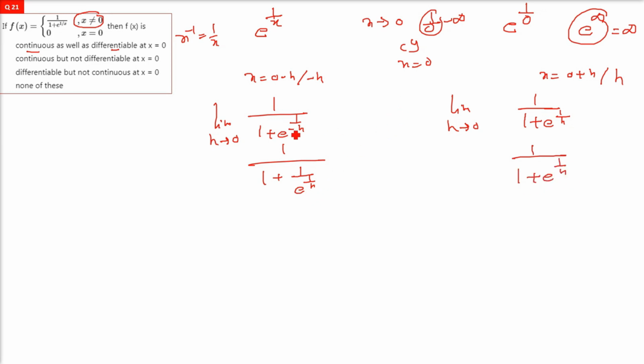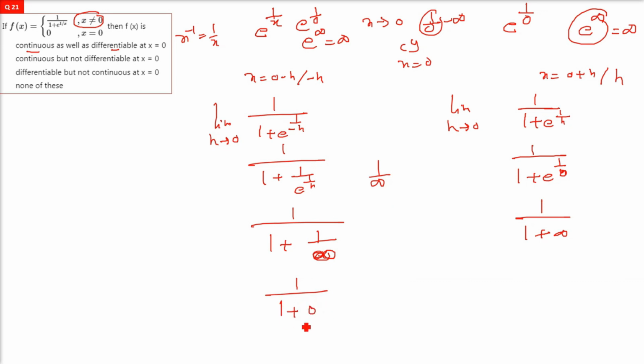Now when you apply h as 0, 1 by e to the power 1 by 0 is what? Infinite, since h is 0, so 1 by 0 is infinite. e raised to infinite is what? Infinite. So what do you get here? 1 by infinite. On the right, as I told you earlier when I started this question, h is 0, so e raised to 1 by 0 is e raised to infinite. So 1 by 1 plus e to the power infinite is infinite only. So 1 by infinite is what? If you divide 1 by an infinite number, it is going to be 0. So 1 by 1 plus 0, it is going to be 1.